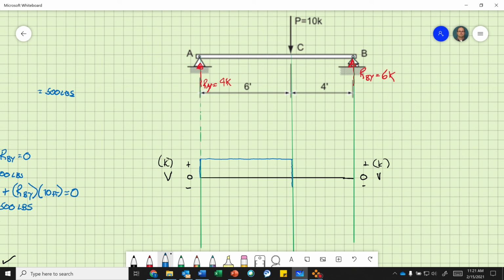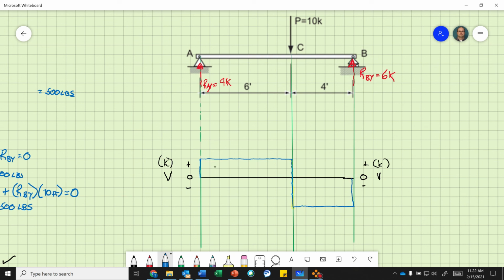So that's 2, 4, 6. So the distance from here to here is 10 kips, right? But I'm going from +4 minus 10, so I end up at -6. So the length of this line is 10 kips. Okay. Then nothing else changes. See, it's constant. And then I hit my reaction and I go up 6 kips.